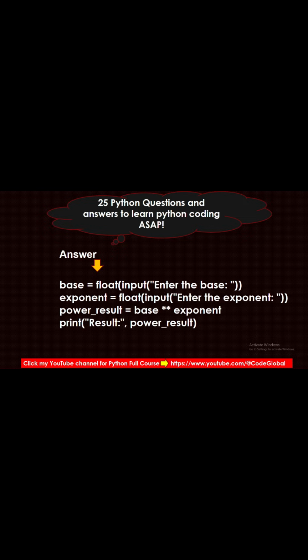For example, if my base is 5 and I want to calculate 5 to the power 2, my base is 5, and then the exponent I'm asking the users to enter should be 2, isn't it? So 5 squared. I'm giving another variable that is power.